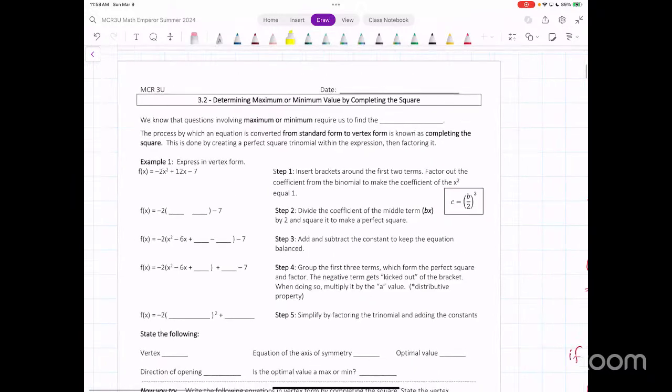Express in vertex form. First step, insert a bracket around the first 2 terms. So that has been done for you. Divide the coefficient of the middle term by 2. Because we took the minus 2, we're going to divide the coefficient of the x by 2. If I divide it by 2, that is going to be negative 2, so negative 6x. All right. Now, add the subtracted constant to keep the equation balanced. So what constant are we going to add? The constant is b over 2, whole thing squared. So minus 6 divided by 2, squared. So 9.